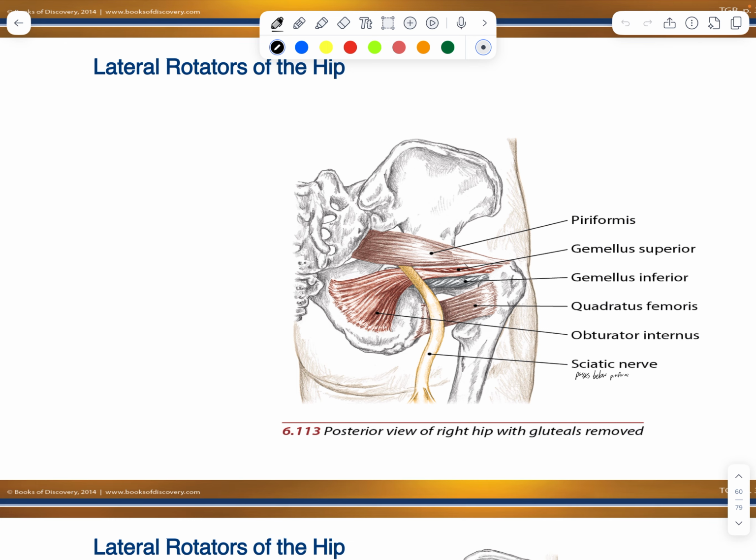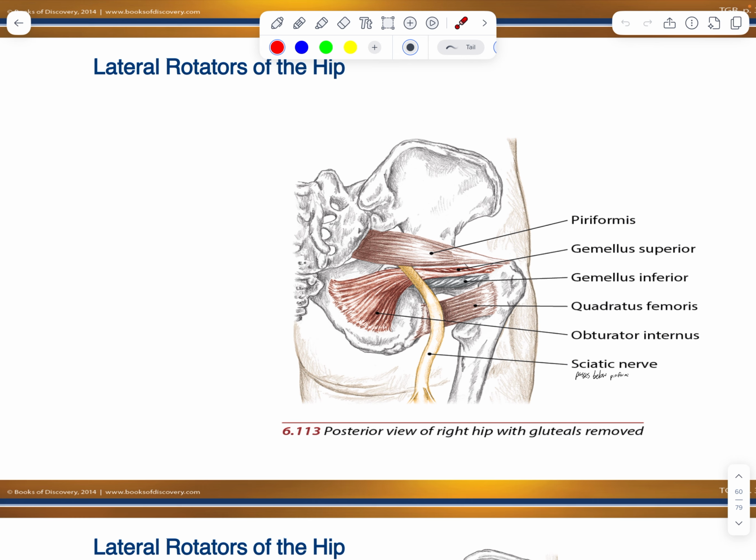We can see the piriformis at the top of this diagram. And then we see the gemellus superior, gemellus inferior, quadratus femoris, obturator internus, and sciatic nerve. This is kind of what we're going to be covering today.